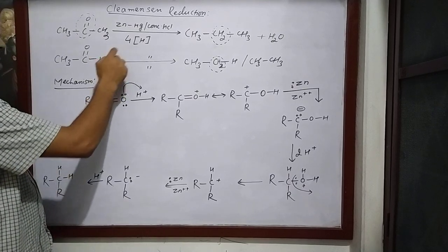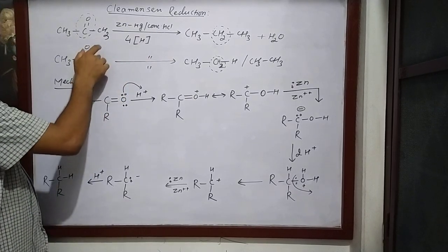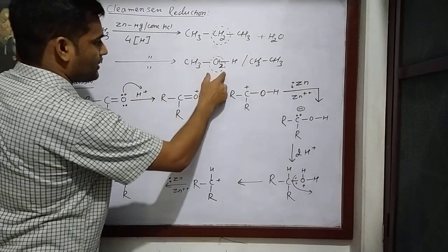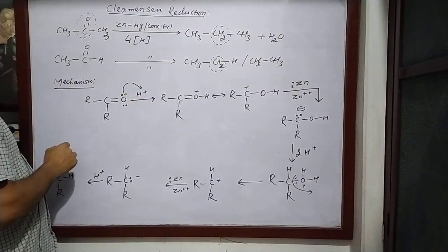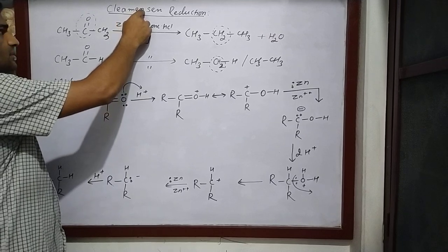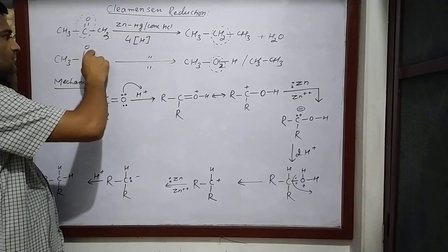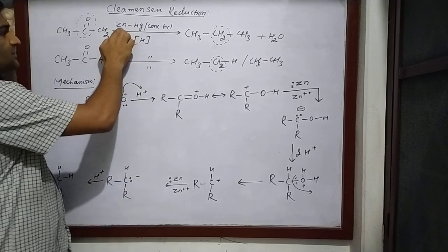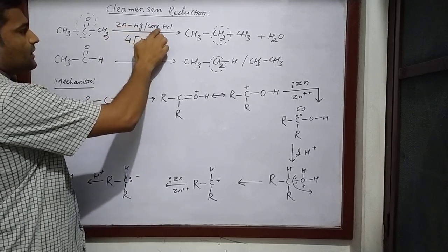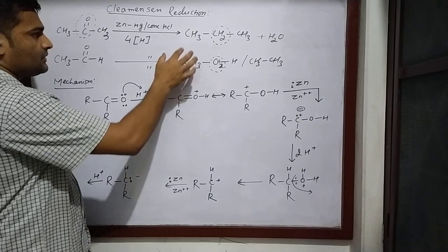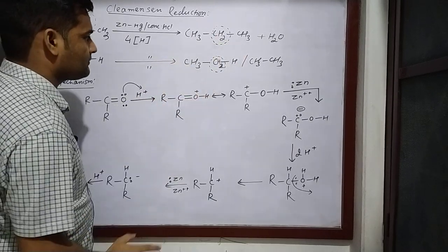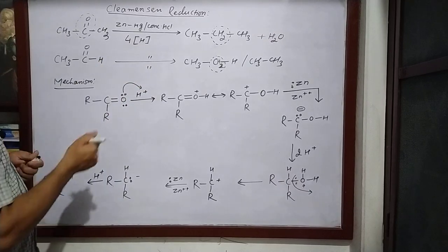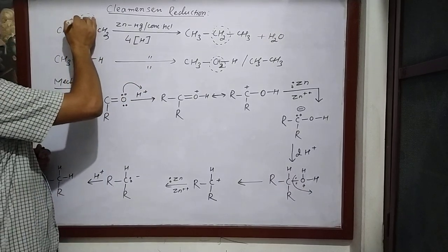Therefore this chemical reaction is used for the conversion of aldehydes and ketones into hydrocarbons. And especially, what is the Clemmensen reduction? When an aldehyde or ketone is heated with a mixture of Zn-Hg and conc. HCl, it gives a hydrocarbon by a reduction reaction, and this is called the Clemmensen reduction.